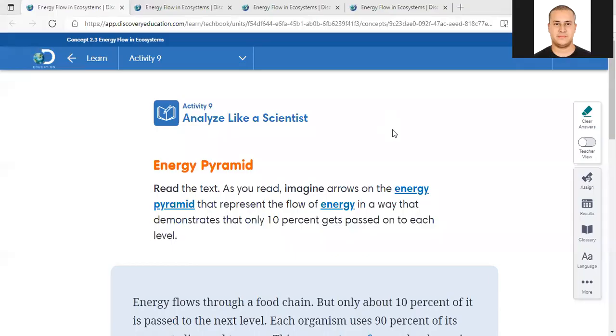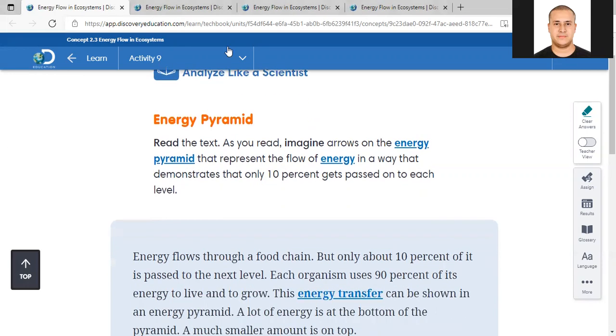Okay, grade 5, this is activity number 9 in our science book. This is page 123. It says analyze like a scientist. It will talk about the energy pyramid as we studied in the summary. Read the text, and as you read, imagine the arrows on the energy pyramid that represent the flow of energy in a way that demonstrates that only 10% gets passed on to each level.